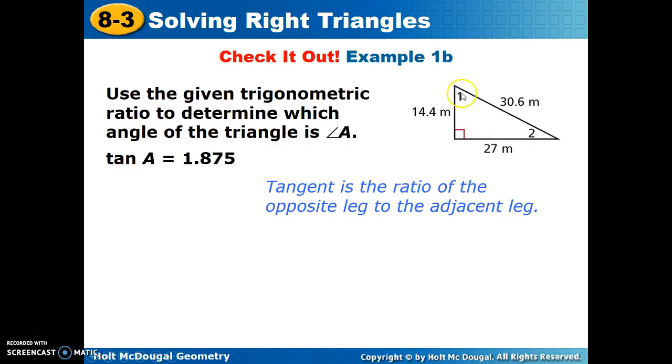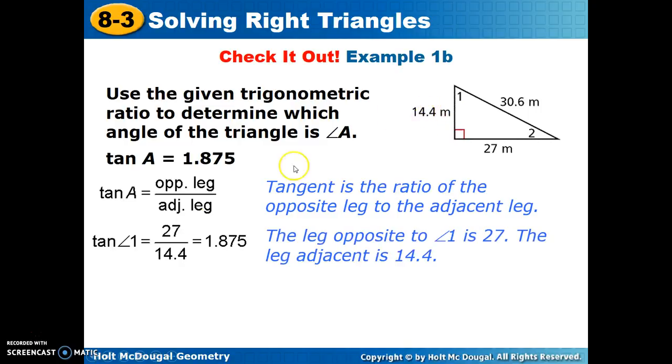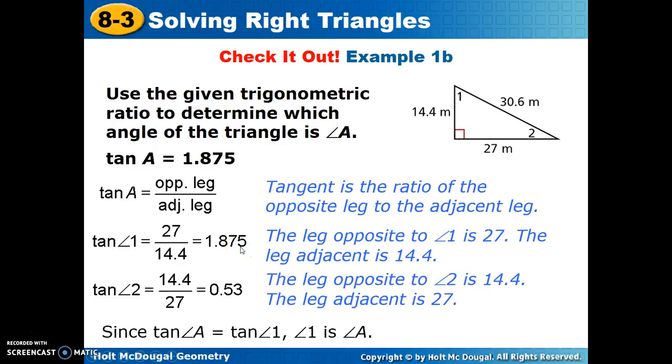Tangent, similar thing. So how about tan of A equals 1.875? If I do tan of angle 1, TOA, so that's tangent of angle 1 is opposite, so the 27, divided by the adjacent, 4.4. And we got 1.875. So that is going to be the one that's equal to angle A. Good.